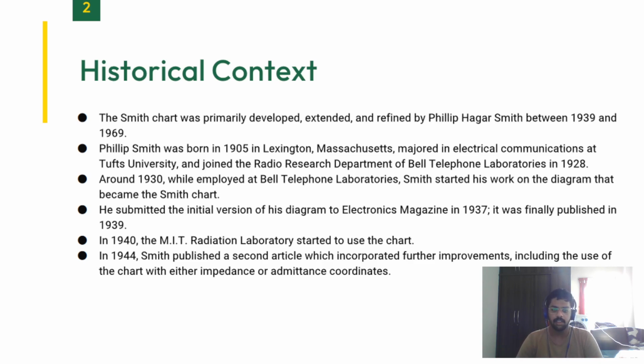Around 1930, while employed at Bell Telephone Laboratories, Smith started his work on the diagram that became the Smith chart. Then he later submitted the initial version of his diagram to Electronics magazine in 1937. It was finally published in 1939. In 1940, the MIT Radiation Laboratory started to use the chart. Then Smith published a second article which incorporated further improvements, including the use of the chart with either impedance or admittance coordinates.